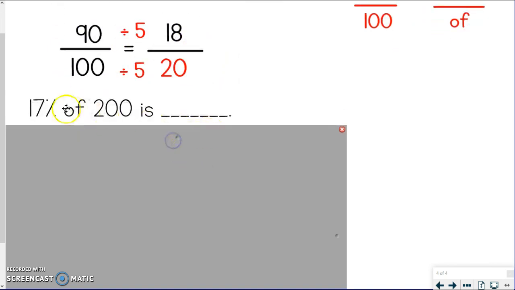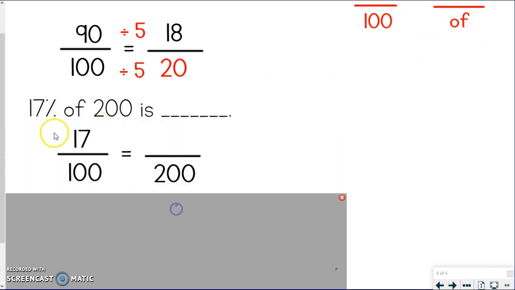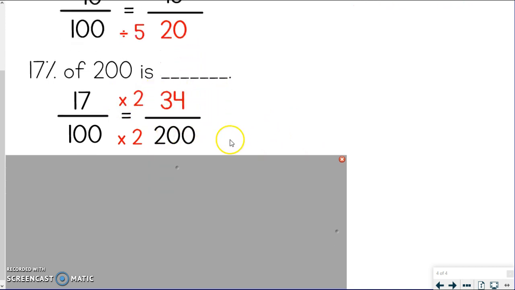We've got 17% of 200 is blank. So 17%, put it over 100, and then it says of 200, so it's going to go on the bottom. And then we've got a blank on top. So 17 over 100 equals blank over 200, because we don't know the is. That's the part we're trying to find. So looking across, I know I can get from 100 to 200 pretty easily by times 2. So I do the same thing to the top, and you can write it off to the side if you need to. But that ends up giving me 34. So either write it in the blank or circle it when you're doing these problems.